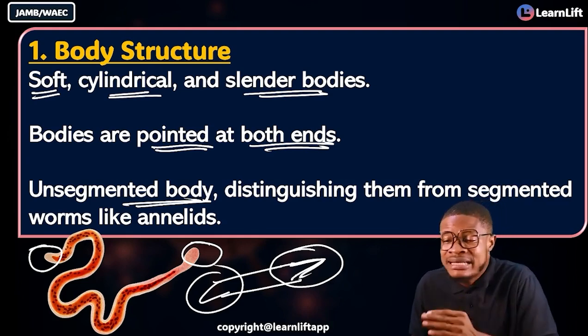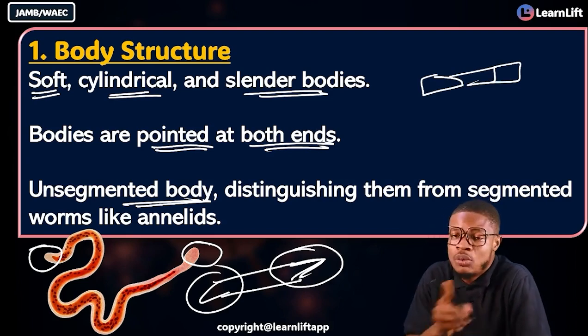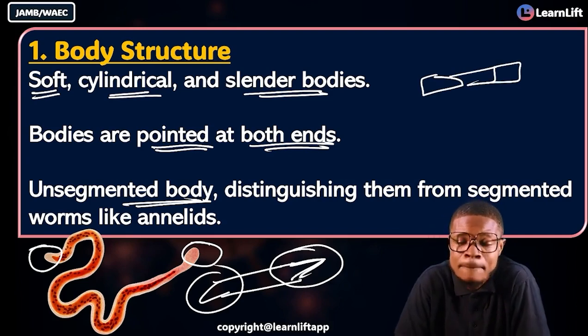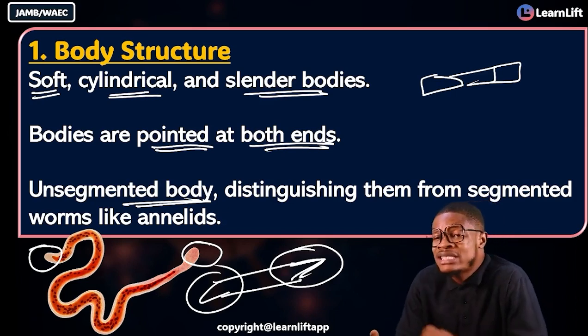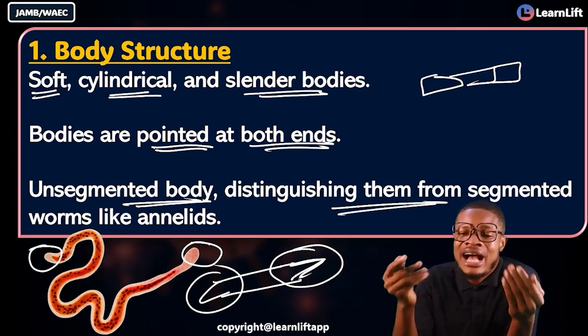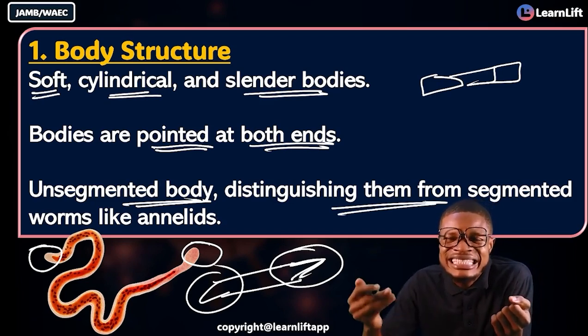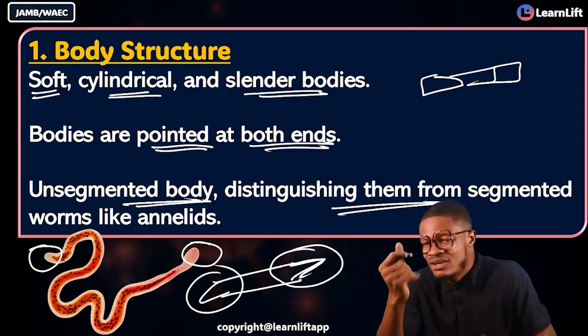Another important thing is that they have an unsegmented body. Are they segmented? No. The segmented worms, or the ringworm animals, what did I say they are called? They are the annelids. But nematodes are unsegmented. Because they are unsegmented, that is what distinguishes them from your annelids, because annelids are segmented worms. Does it make sense?